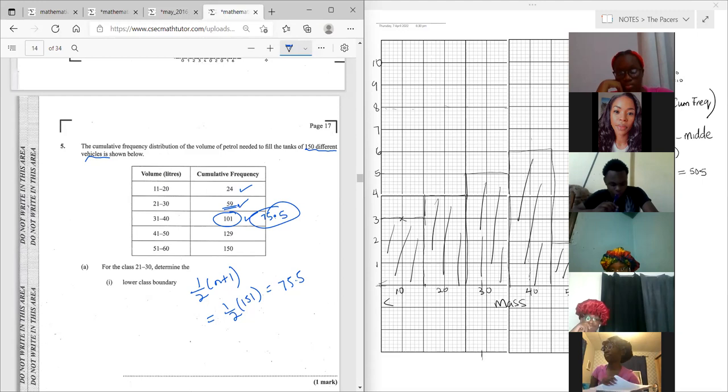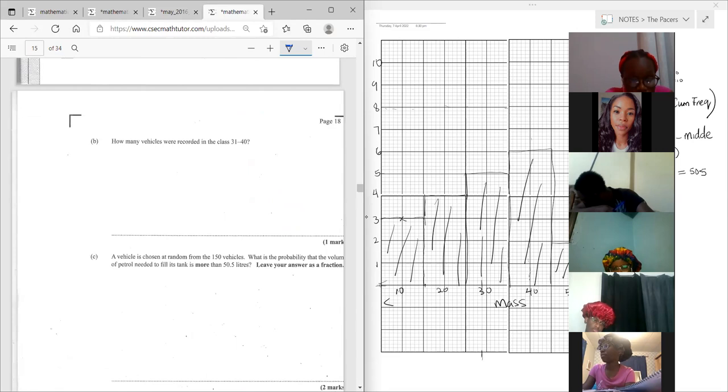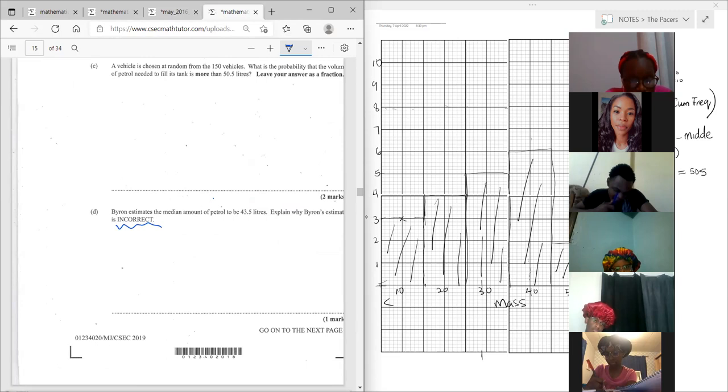So 75.5 is here. So therefore, the median is going to fall inside of this, right? So therefore, can we say that the median will be 43.5? No. So this is why his estimate is incorrect. Everybody see that, right? Everybody understand that? Yes, miss.